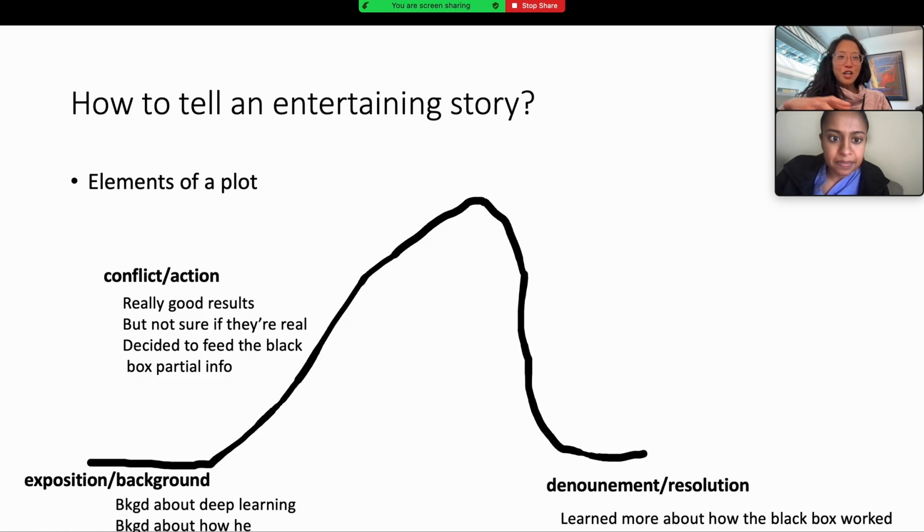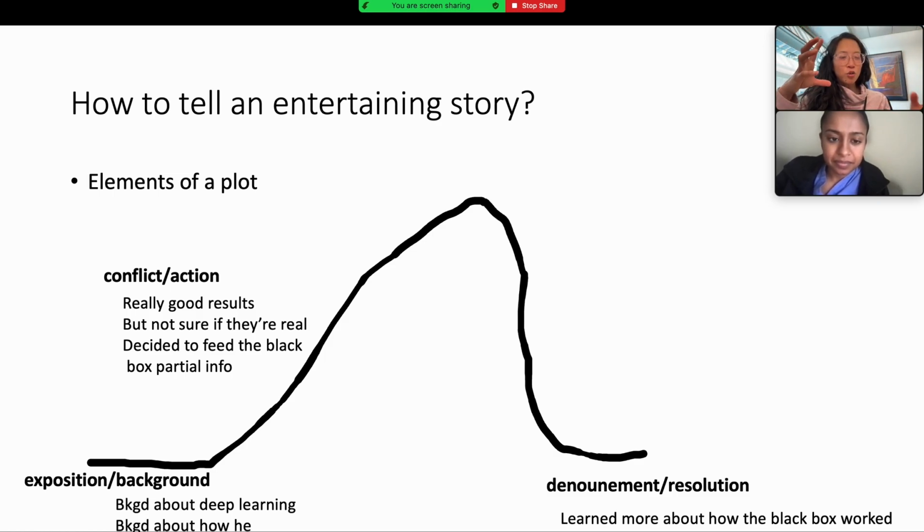And then there's the conflict or action. Aaron Lee is the main character, and he says, I got really good results when I used this deep learning, but I was scared. I wasn't sure if they were real. I thought I could be making a beginner mistake because it's too good to be true. But then there's some action. He takes action to try to resolve this. He says, I'm going to feed the black box of deep learning different information and see what it spits out at the other end. And that's the action.